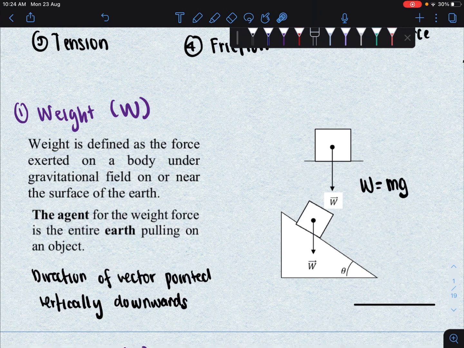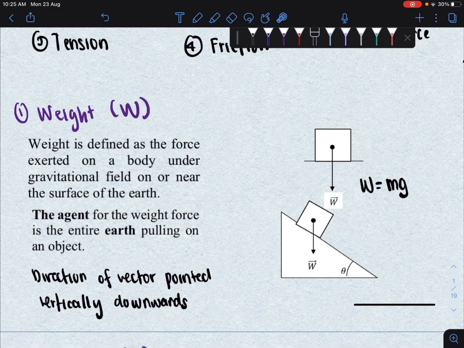So you're going to experience this weight as it is exerted on the body due to the gravitational field. Okay, the agent for the weight force is the entire earth pulling on an object. So basically, what do we mean when we talk about the agent of a weight force? It is the thing that makes the presence of the weight force. Any object, obviously an object will have its mass. Okay, an object will always have mass.